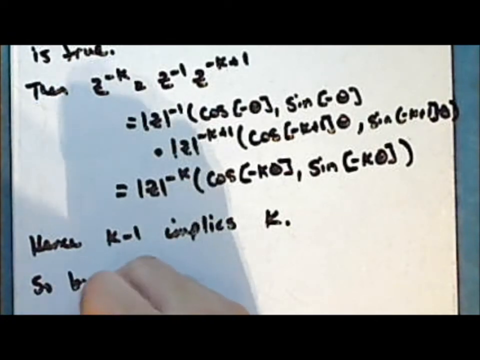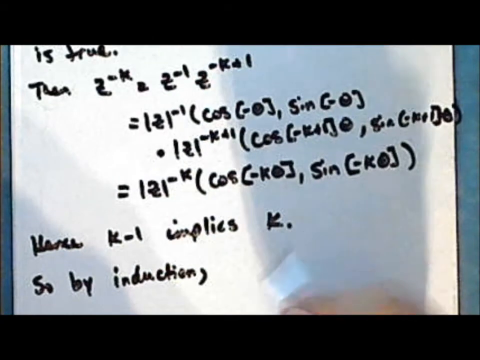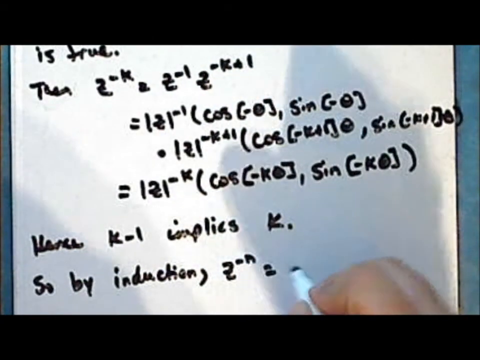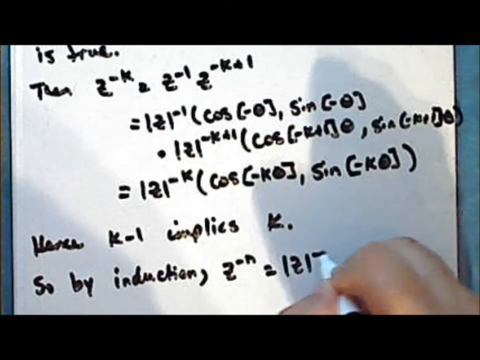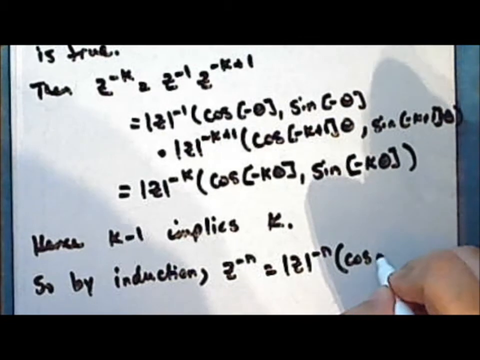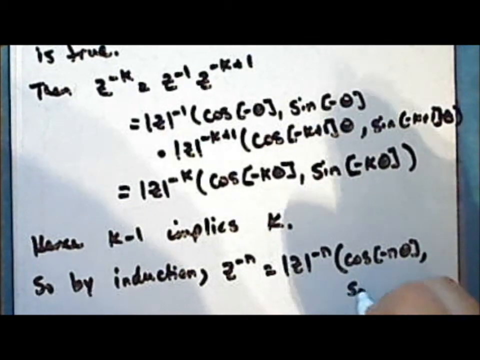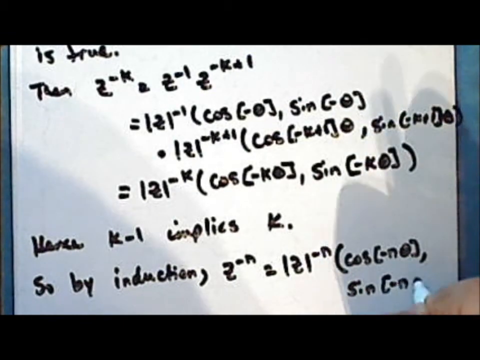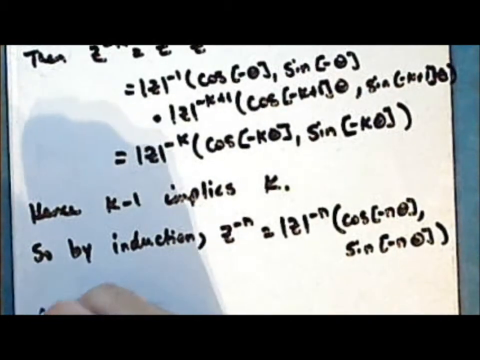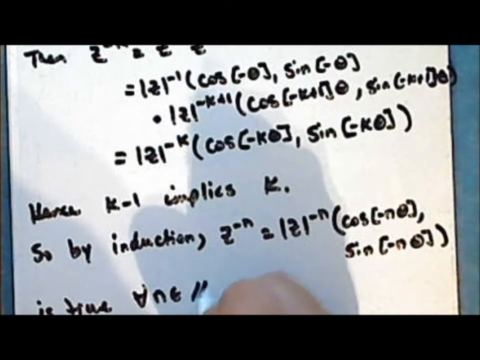So by induction, we have that z to the power of minus n is equal to the modulus of z to the power of minus n times the ordered pair cosine of minus n theta, sine of minus n theta. The statement is true for every positive integer n.